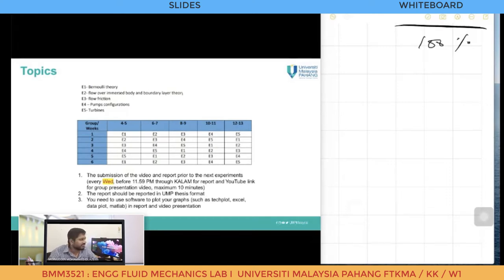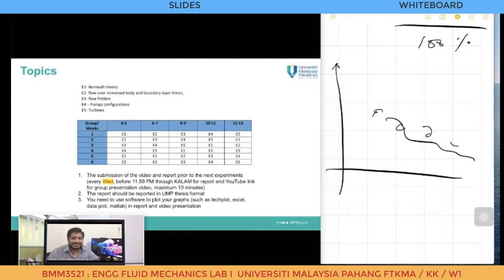So our group is group number 4. The report should be in UMP thesis format. If you want the UMP thesis format, let me know. I will share it also. You need to use software to plot the graph. So please don't plot the graph manually, like freehand. Freehand, you cannot plot the graph. So you should use Excel sheet or some kind of software.